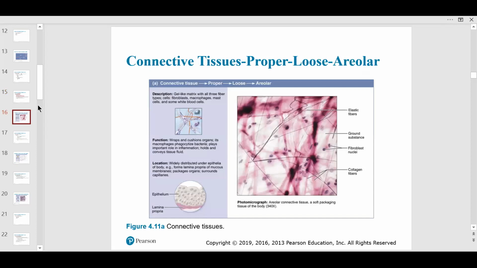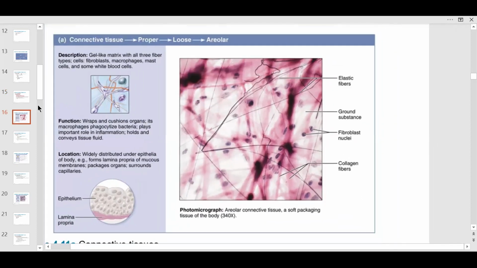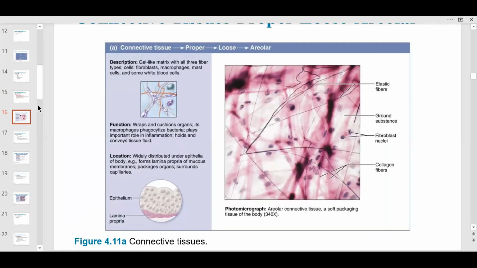So this is connective tissue proper. This is your areolar connective tissue. Where do we find it? Under epithelium. So it's kind of connecting the epithelium to other structures like organs, or holding capillaries to it, holding things together. So it's part of the bottom of the epithelium, which is important, below the basement membrane.